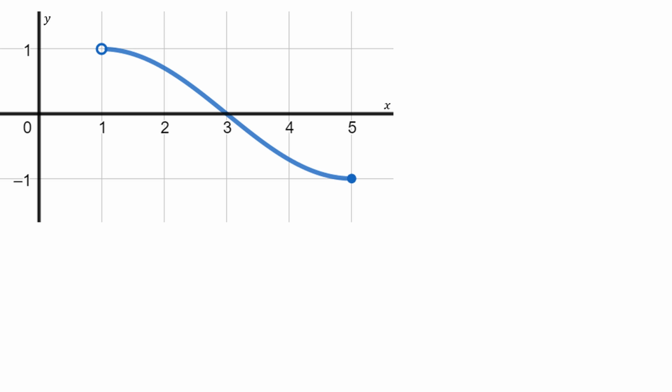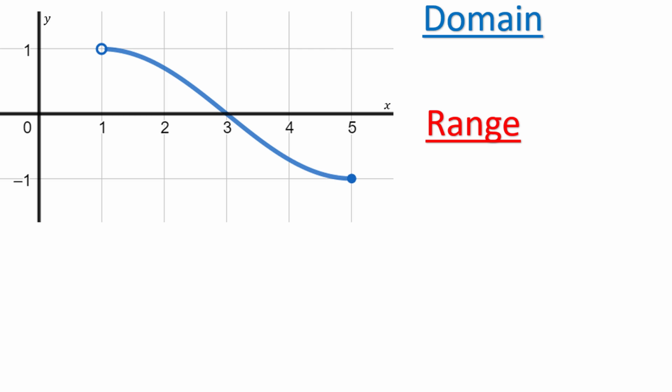Welcome, my friends. Consider this function. Let's find the domain and range. The domain includes all allowable values for x that have an output in the function.